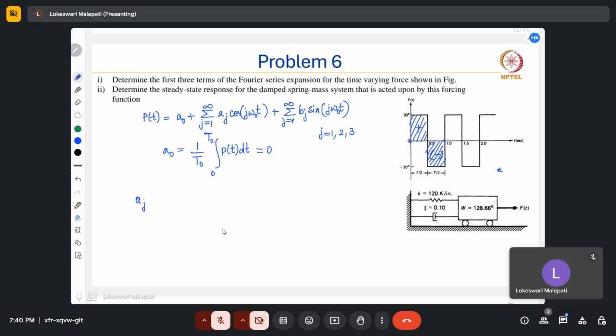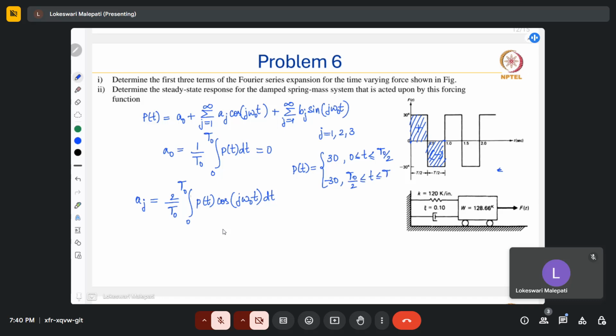And Aj is equal to 2 by T naught integral 0 to T naught P of t cos j omega naught t dt. And what is the expression for P of t? P of t is equal to 30 for 0 less than or equal to t less than or equal to t naught by 2, and minus 30 when t naught by 2 is less than or equal to t less than or equal to t naught.